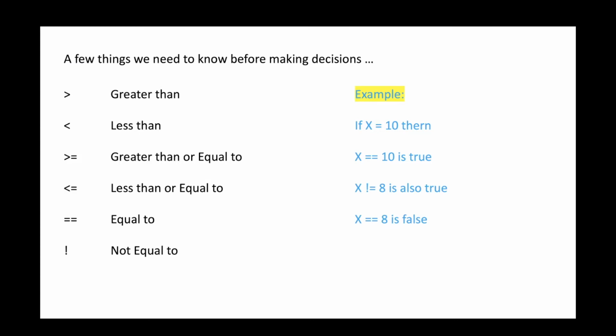Because if we use one, you're assigning a value. But if you use two of them, now it's equal to. And the exclamation point is the not equal to. An example: if x was equal to 10, then x double equal to 10 will be true. Not equal to 8 is also true, and equal to 8 will be false, right? That's how it will work.